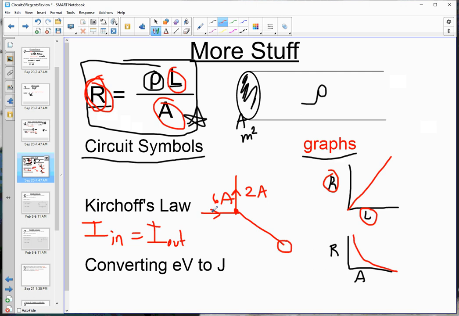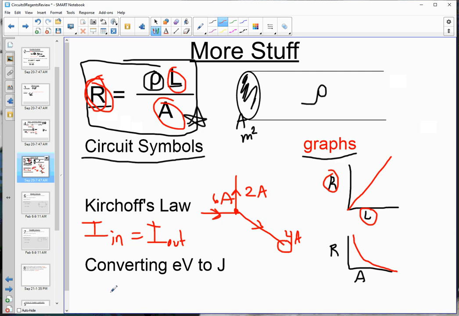You'll notice there was a question that looked just like this on the LTA, and there'll be one on the test as well. Here we have 6 amps in, there's the arrow, and we have 2 amps away, but we have to have 6 amps away because we have 6 amps in, which means that this meter right here would have to read 4 amps, and the direction would have to be away in order to make the math work.